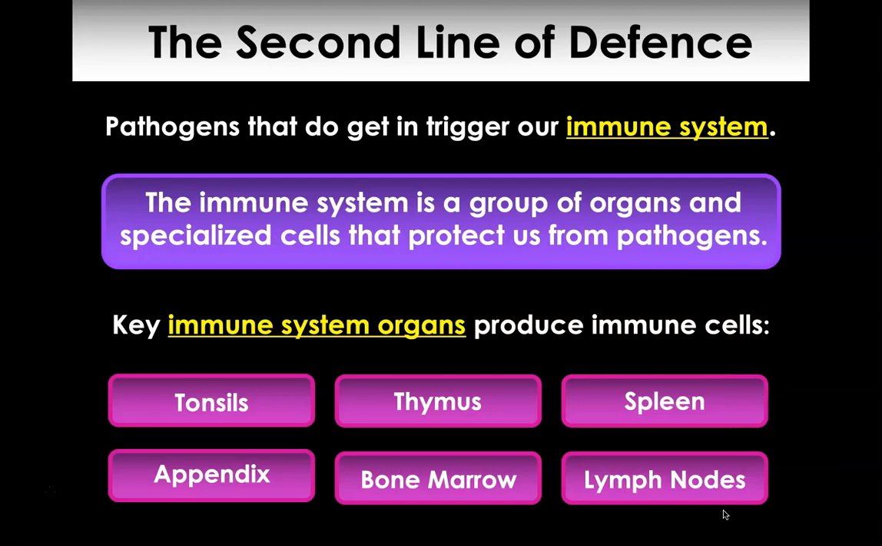The appendix, tonsils, thymus, spleen, and lymph nodes are places around your body which are secondary organs of your immune system, and that's where your immune cells go to mature or to do their specific work.